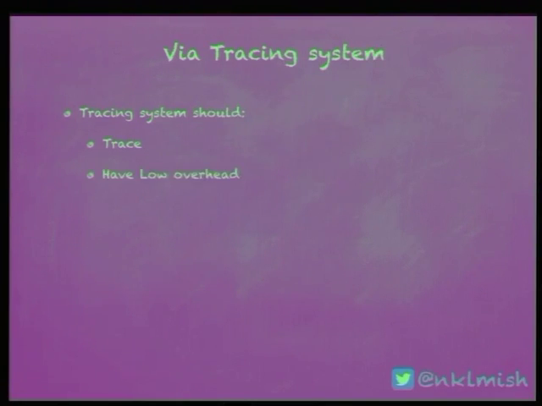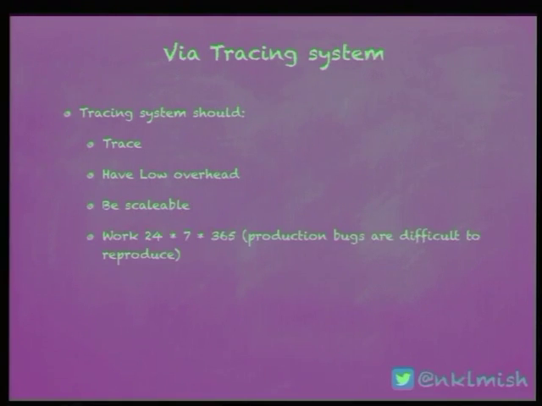Also, it should have low overhead, because we don't want to bring our production down because we are tracing something in our production. It should be scalable, because it should be able to handle our business and our services growing. It should work round the clock, 365 days, because production bugs are difficult to reproduce. And it shouldn't rely on programmers' collaboration, because that would make it too fragile, and then the whole concept of tracing is not going to perform so well for us.